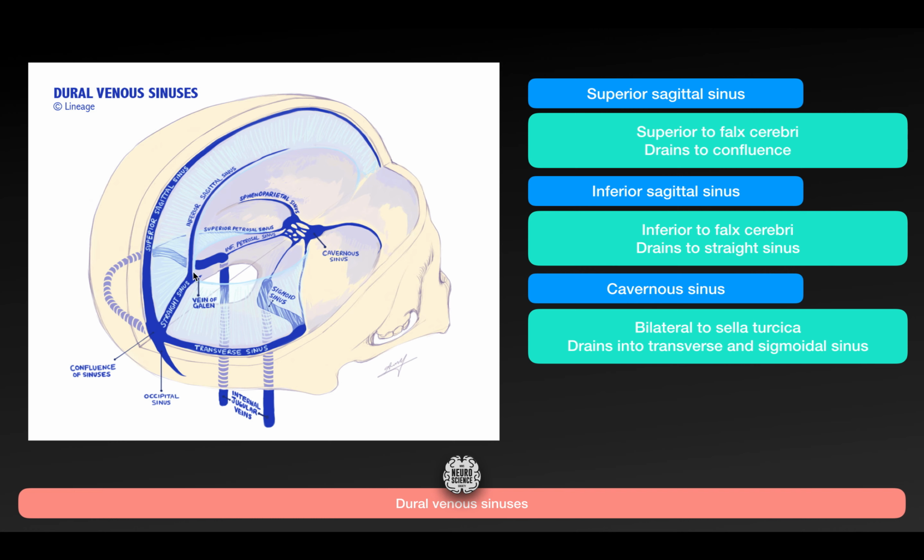Our cavernous sinus is a bilateral structure that communicates with each other around the sella turcica and drains into the transverse sinus via the superior petrosal sinus, or the sigmoid sinus. And it receives the sphenoparietal sinus. Both the sphenoparietal sinus and the cavernous sinus receive the middle and inferior external cerebral veins.